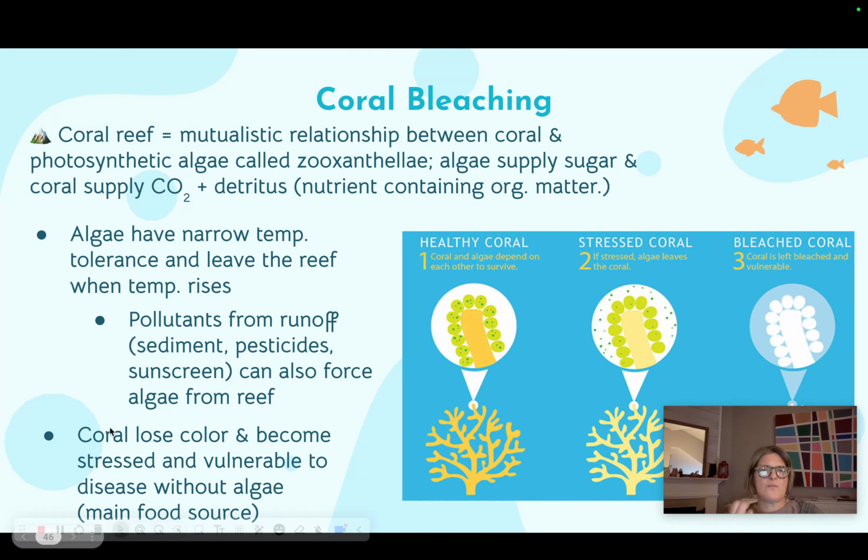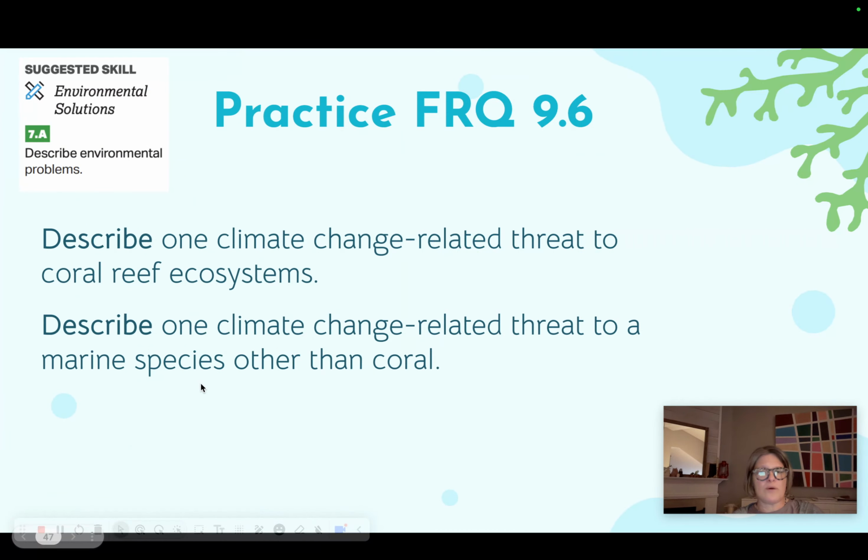So what happens with coral bleaching is the coral lose the color because of these different variables. And this happens because they become stressed. They're outside their range of tolerance, and now they're vulnerable to disease without the algae that's there, that's their main food source. And so that's what coral bleaching is. And they end up becoming white, and then the whole entire reef ecosystem can die. And so the reason they become white is from that lack of algae and lack of mutualistic relationship. And so they basically just look like dead reefs.